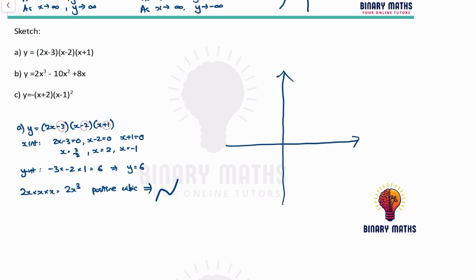So I've got x equals -1, so -1 is an x-intercept, x equals 2, so 2 is here, and x equals 3 over 2, so 3 over 2 here. y equals 6 is the y-intercept, and it's a positive cubic graph, so that means it starts off at 3 and ends up at 1.